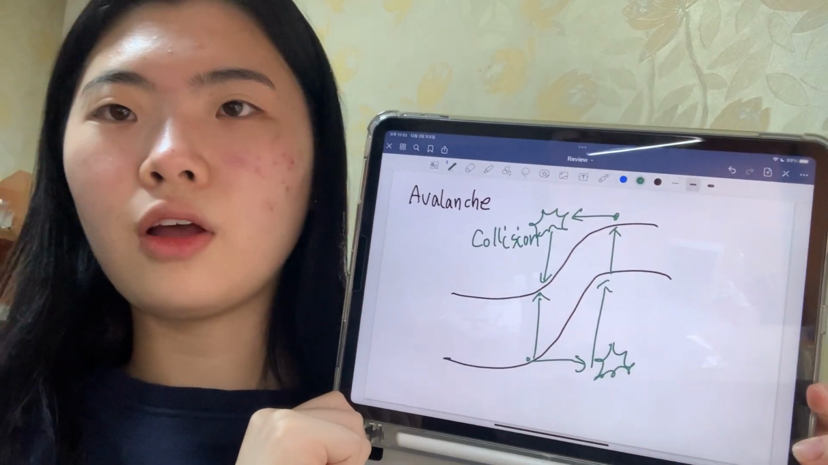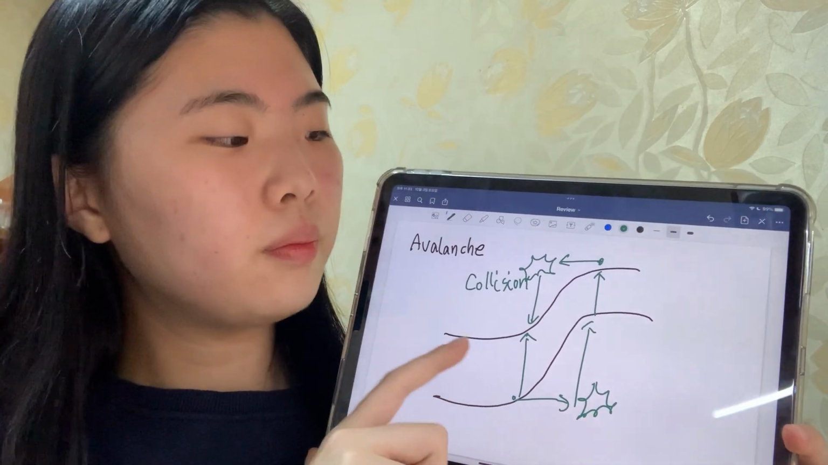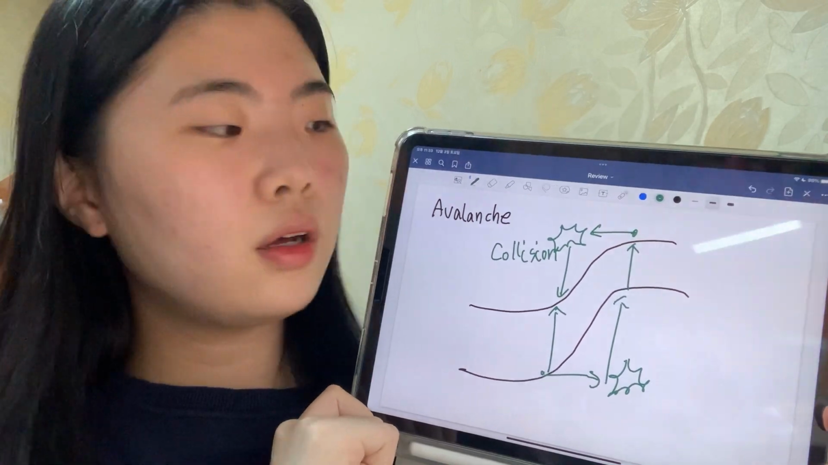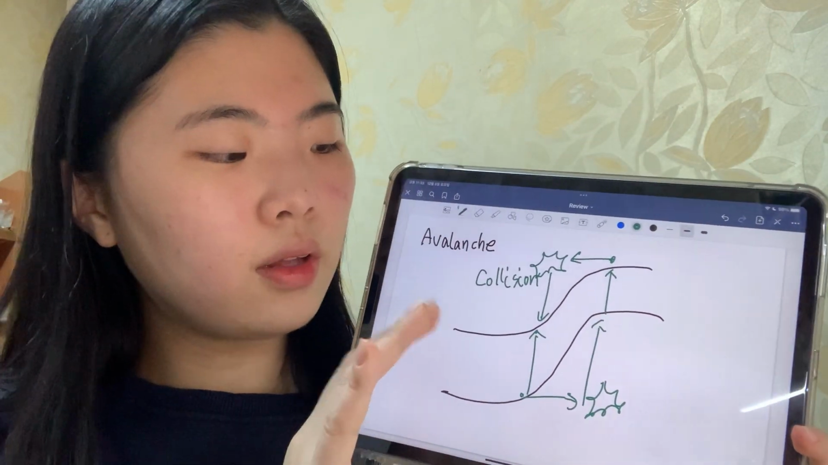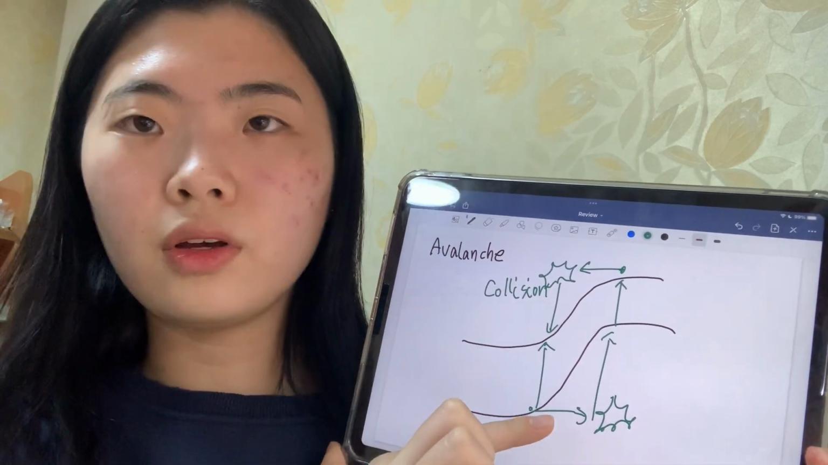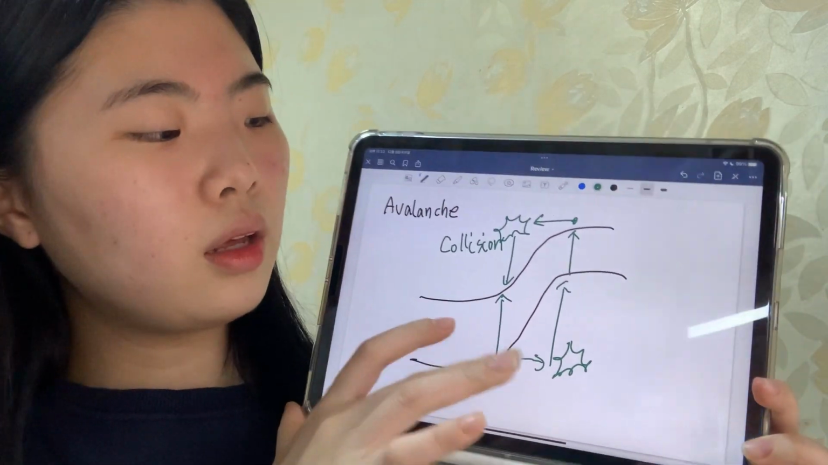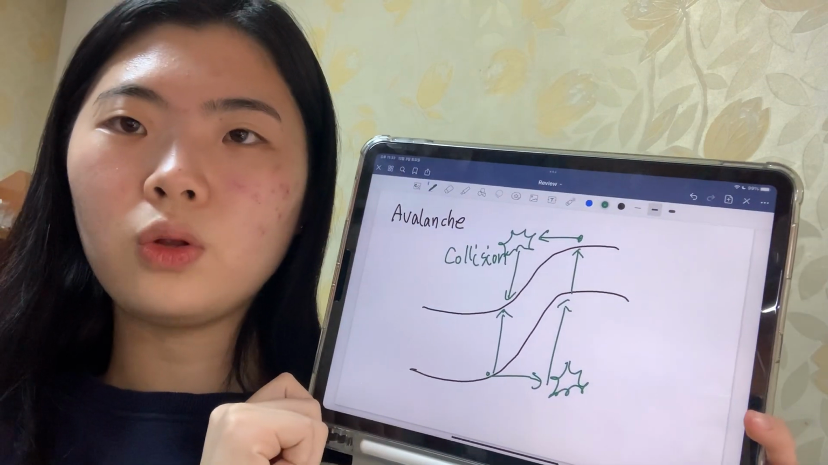Lastly, let's talk about avalanche. This is when one carrier can make a lot of electron-hole generation. This happens in a reverse bias situation. The electron carrier collides with something and then makes a lot of electron-hole generation.